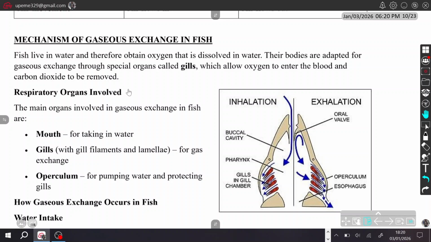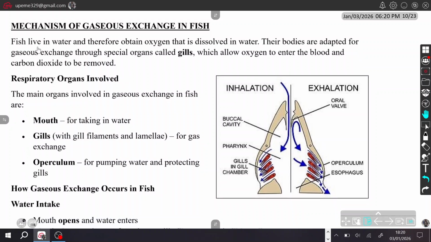In fish, we are saying fish live in water and therefore obtain oxygen that is dissolved in water. So the fish will live in water. Because they live in water, they will obtain the oxygen that is dissolved in water. So water contains oxygen as well.